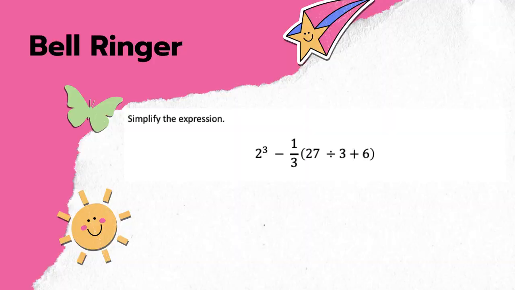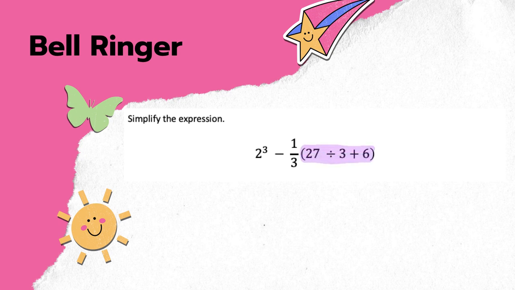So let's go to bell ringer. We want to simplify the expression. Since there's no variables, this is an order of operations question. So what will we do first? Kirsten? Correct. We are going to do what is in parentheses first.